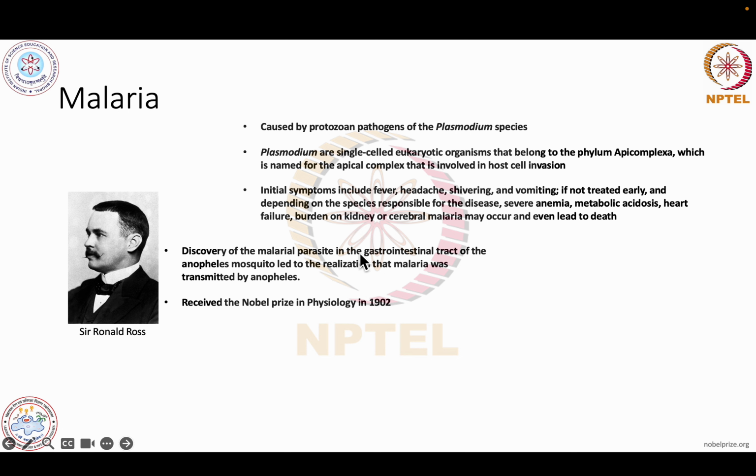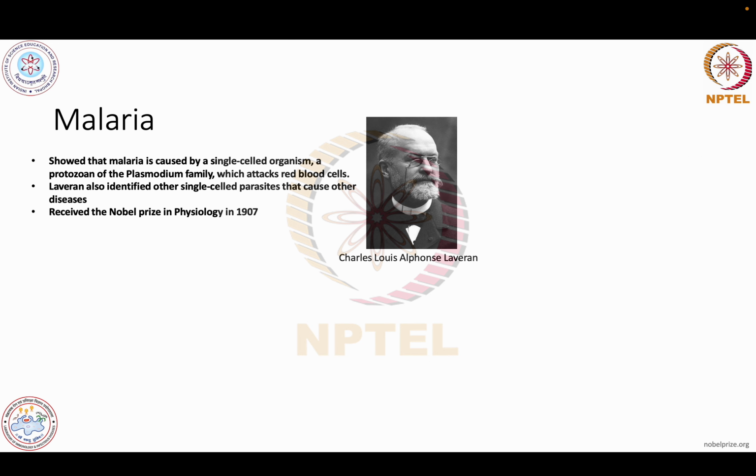Discovery of the malarial parasite in the gastrointestinal tract of the Anopheles mosquito led to the realization that malaria was transmitted by Anopheles, and Sir Ronald Ross received the Nobel Prize in Physiology in 1902. Malaria is caused by a single-celled organism, a protozoan of the Plasmodium family which attacks red blood cells. Charles Louis Alphonse Laveran also identified other single-celled parasites that cause other diseases, and received the Nobel Prize in Physiology in 1907.